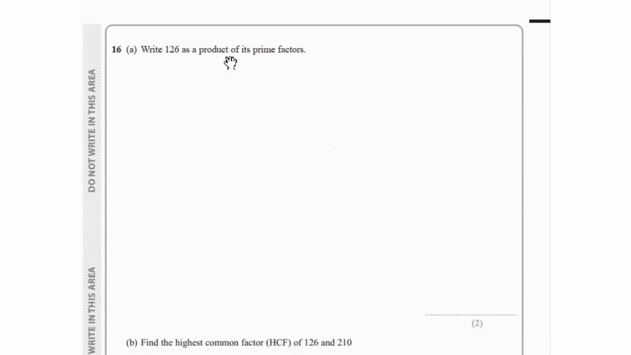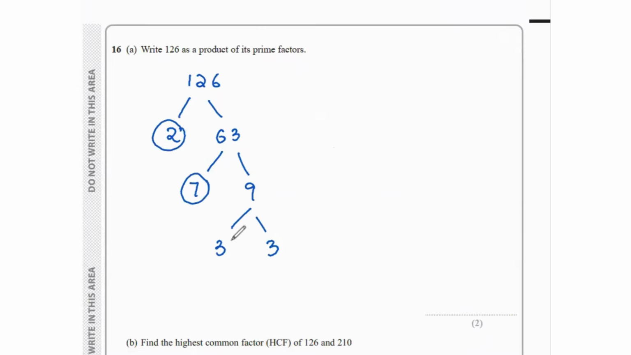Then write 126 as a product of its prime factors. So we just draw the prime factor tree and break it down into its prime factors. 126 can be divided by 2, which is 63. 63 can be divided by 7, which gives us 9, and 9 can be divided into 3 and 3. So 2, 7, and 3 are prime numbers, so we cannot further break them down. So 126 is the same as 2 times 3 times 3 times 7.